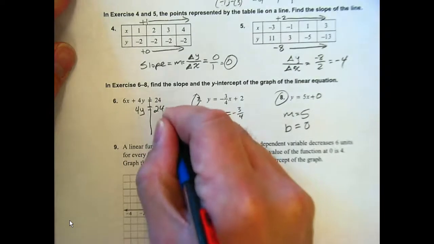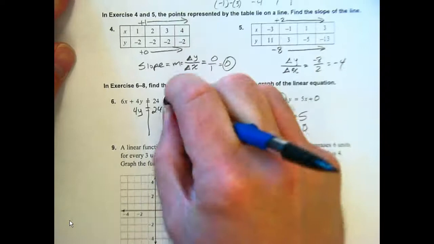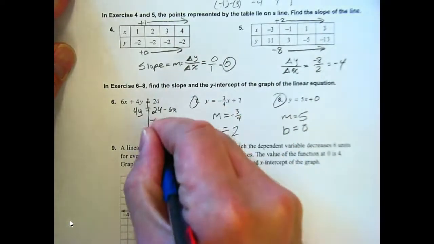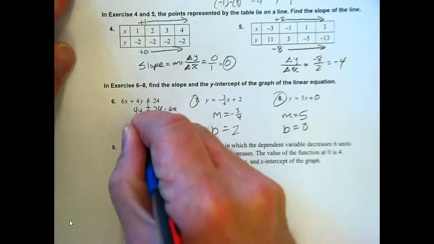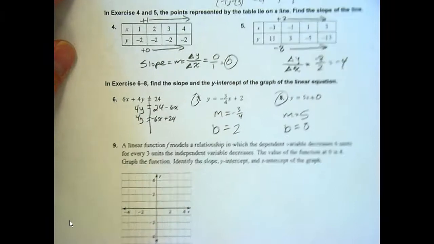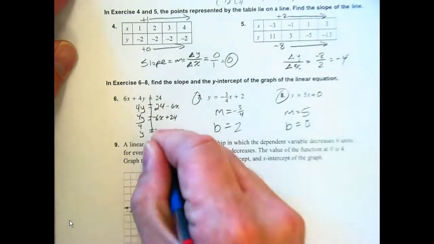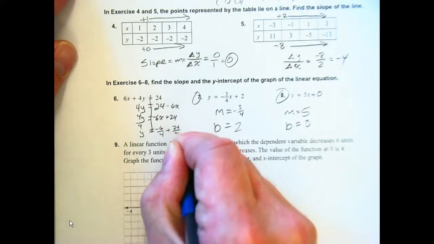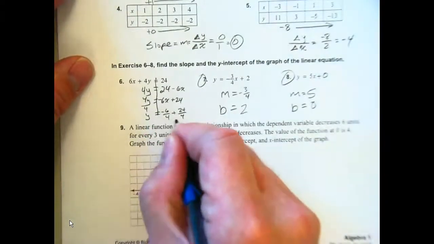Or the other way to think of it is negative 6x plus 24. And then we divide by 4. That becomes y. Negative 6 over 4 plus 24 over 4, which is? What's negative 6 over 4?